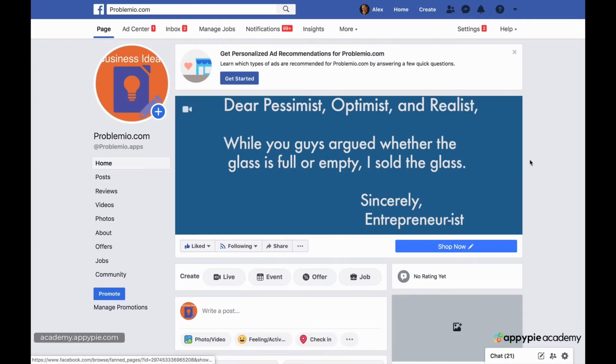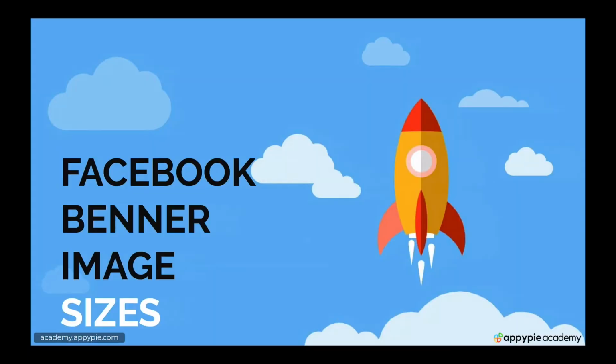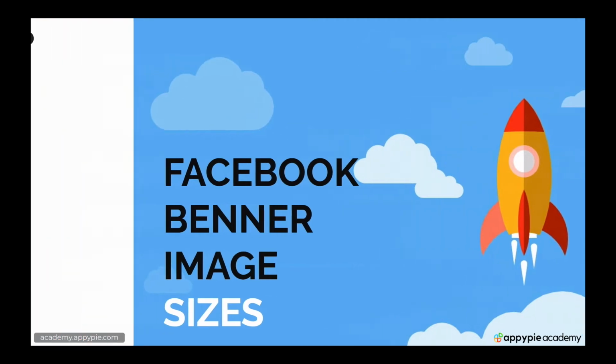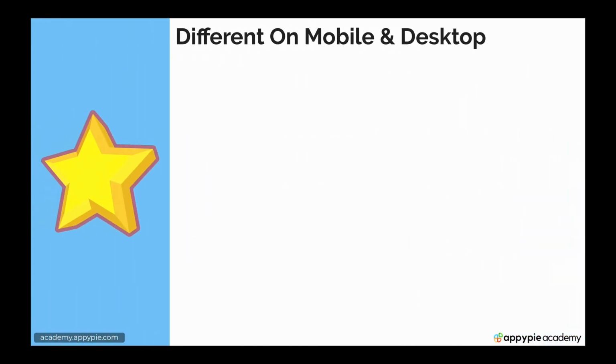So that when you have it created either by yourself or by a freelancer, you will know exactly the dimensions that you need. So there are different Facebook banner image sizes because some people will look at your page on mobile, some on desktop, and all of them will have different screen sizes, and Facebook adjusts the dimensions depending on the size of the screen of the device.